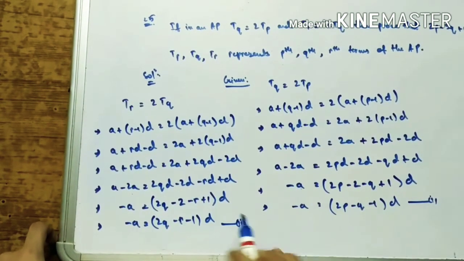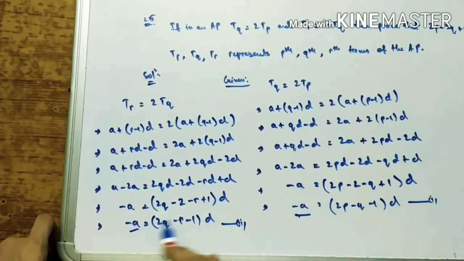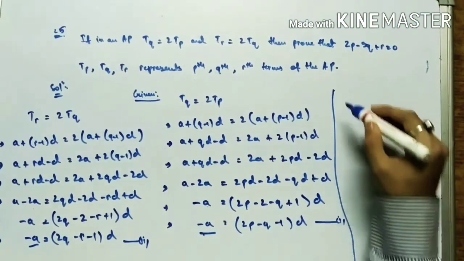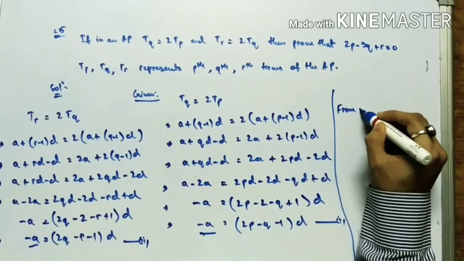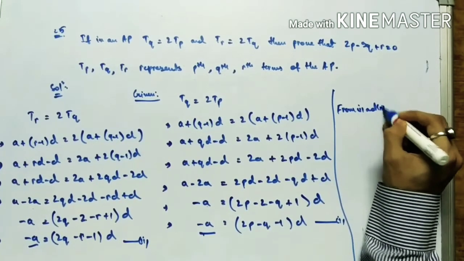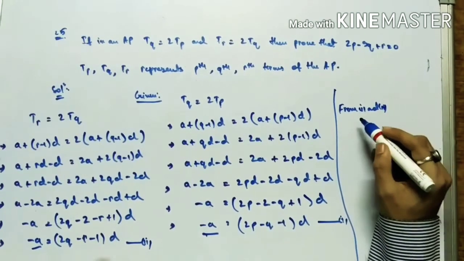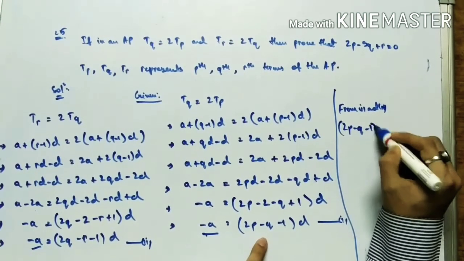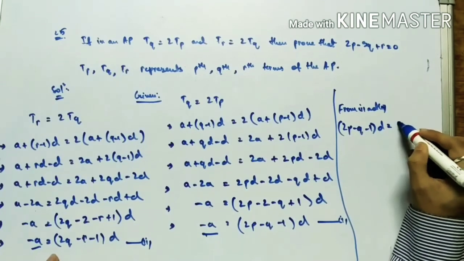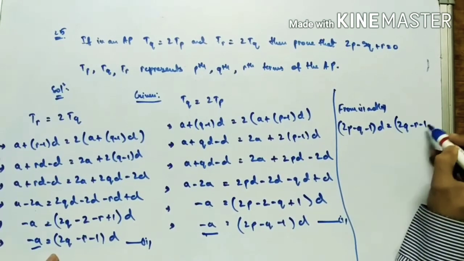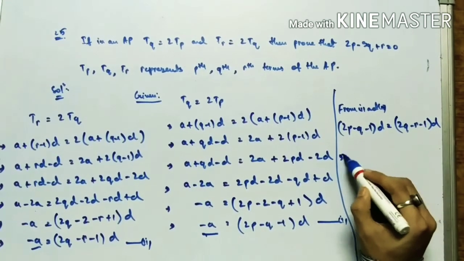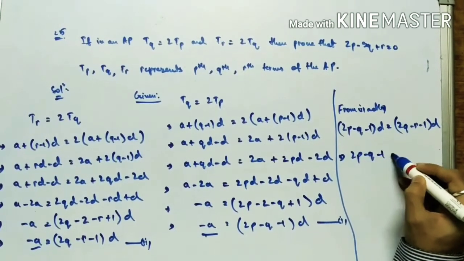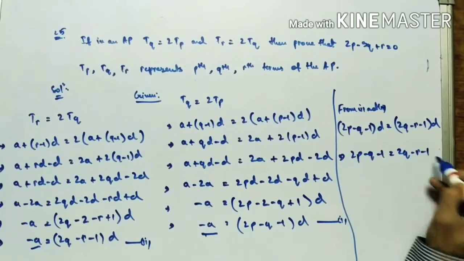So from 1 and 2, the left hand sides are equal, so the right hand sides are equal. Twice P minus Q minus 1, times D, is equal to twice Q minus R minus 1, times D. D will cancel, so ultimately twice P minus Q minus 1 is equal to twice Q minus R minus 1.